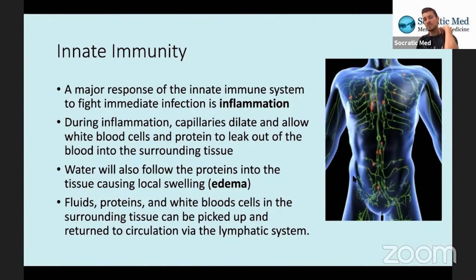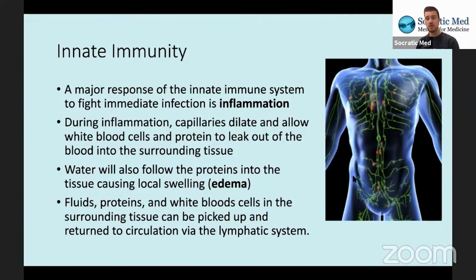Really, the primary reason why they break apart is to let these white blood cells out of the blood and into the surrounding tissue. But white blood cells are so big that if we let them through, we also have to let these proteins through. So the proteins are going to also follow the white blood cells into the tissue, and just by osmosis, the water is also going to follow out of the capillaries into the tissue. And that's what causes inflammation. That's what causes this local swelling. And the swelling of tissue is known as edema.